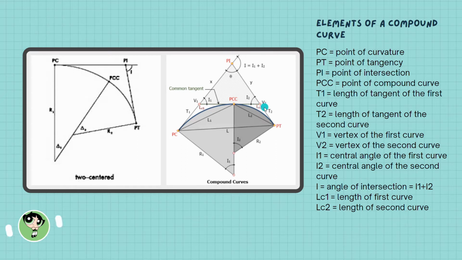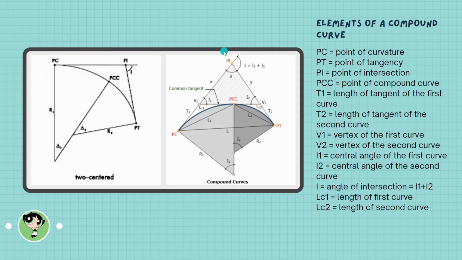Next is we have the I1 and the I2. It is the central angle of the curve. This I1 is this angle down here, and this is the angle of the other curve. Now, we have the I. It is the angle of intersection. So where the back and forward tangent intersect, here is our angle of intersection. I is equal to I1 plus I2.